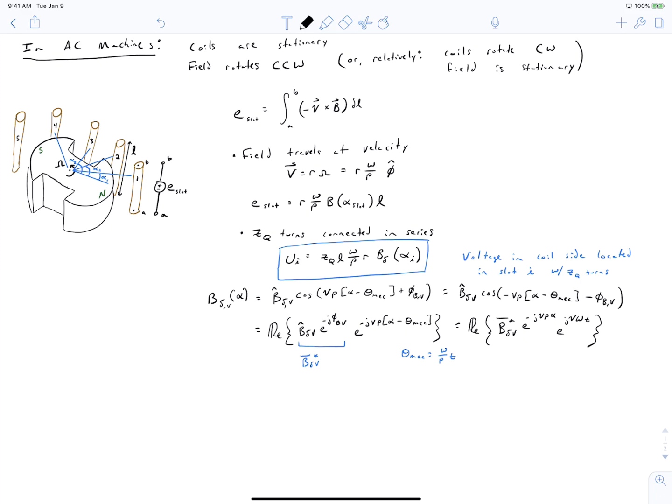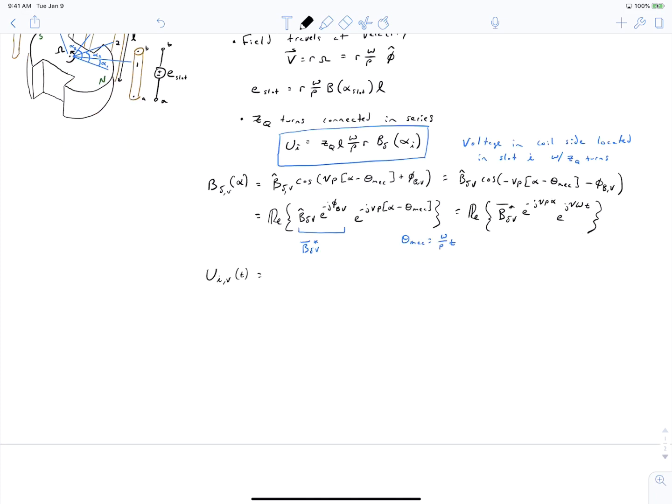And so now we have a nice result which shows us that our magnetic field at any location alpha can be expressed as a phasor in the time domain. This is important because this is getting us to the point that we can start to talk about the voltage phasor for each of these slots in the time domain.